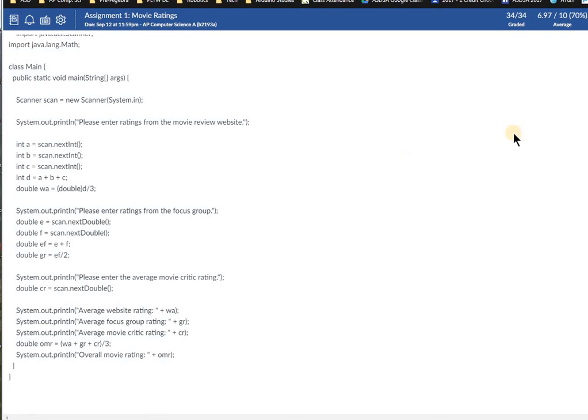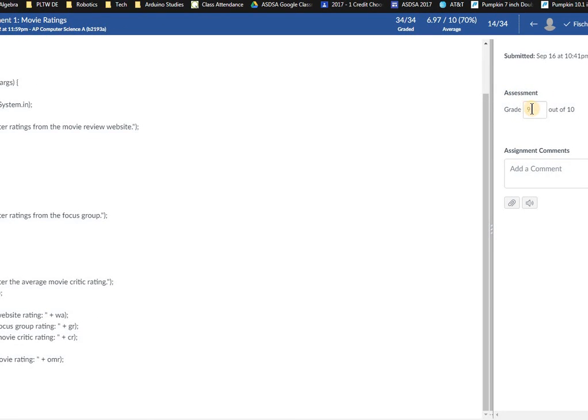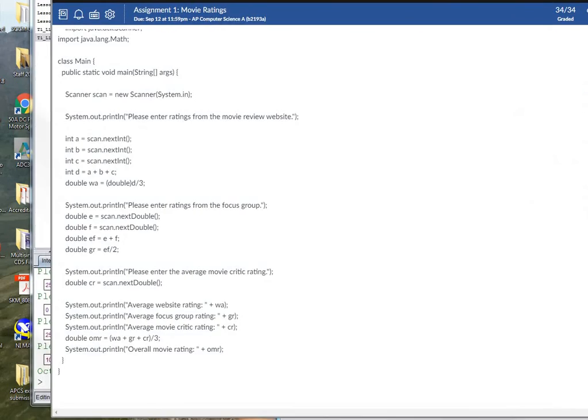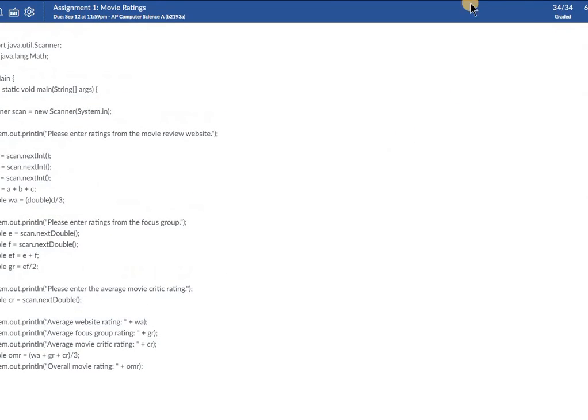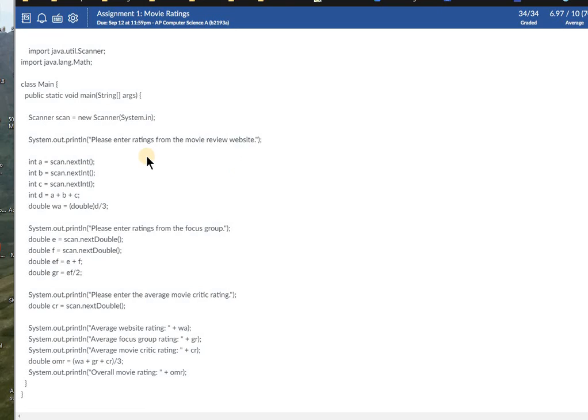Aaron. I was just looking at your score on here and I noticed that you got a 9, says right here, out of 10. So I thought I'd go over and look and see what sort of mistakes you made on it and see if I can't help you out a little bit. There's a couple things that I would have changed with this.